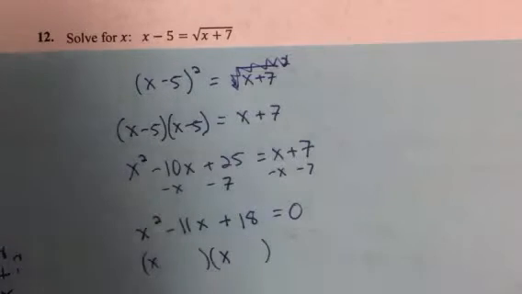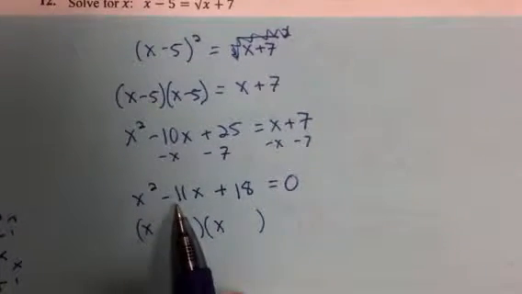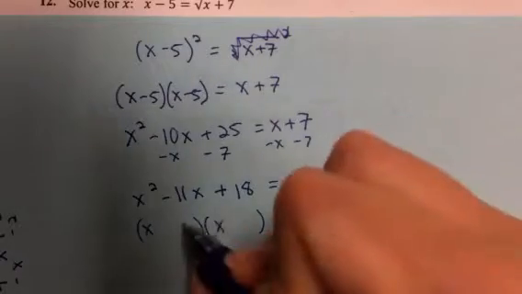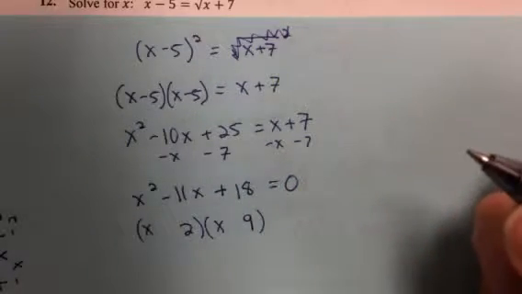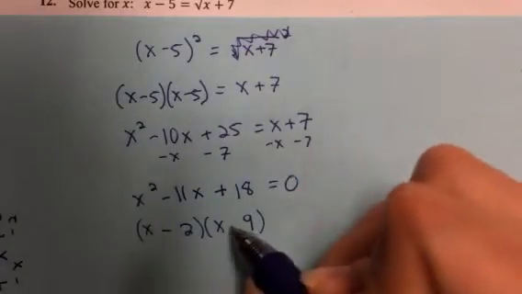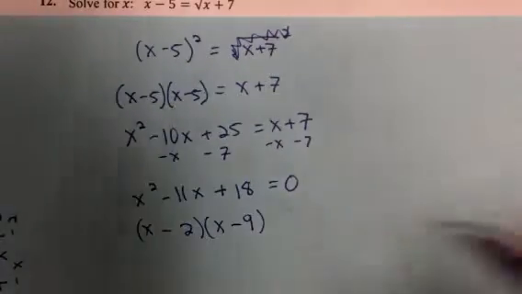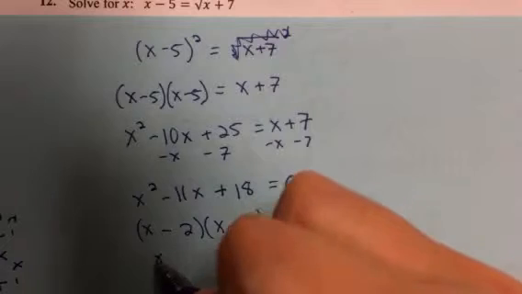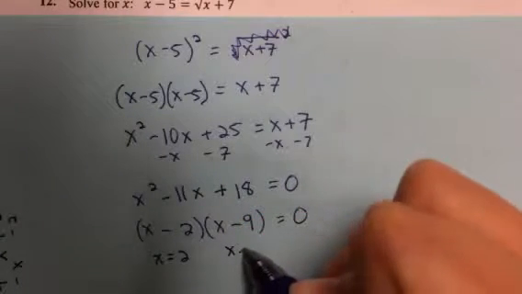And so I'm thinking 1 and 18, that will never add to 11. 2 and 9, that will add to 11. So I'm going to put in 2 and 9. They have to multiply to a positive, but there's negatives involved. So a negative times a negative multiplies to a positive. That works. And we get two answers. X is 2 and x is 9.